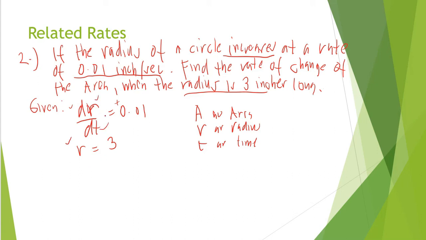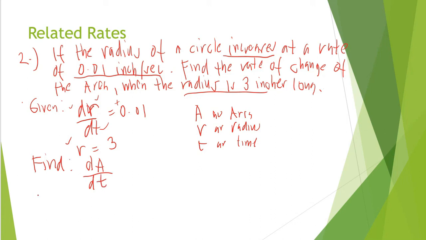And third, we determine the given, which is the rate of change of the radius with respect to time as 0.01, na nagawa na natin dito sa given. And then yung fourth, we determine what to find, and that is the rate of change of the area, which is written as derivative of the area with respect to time.